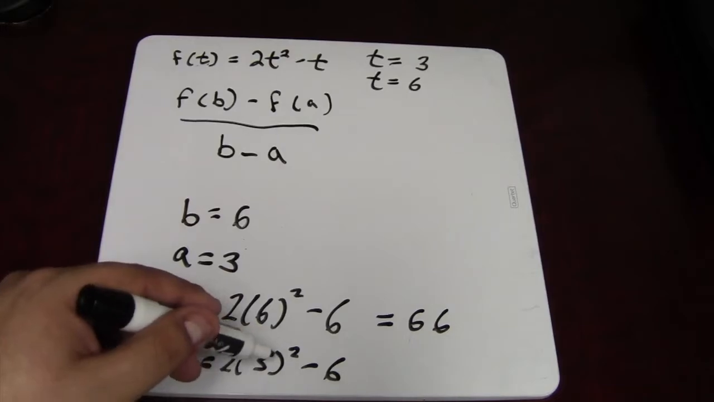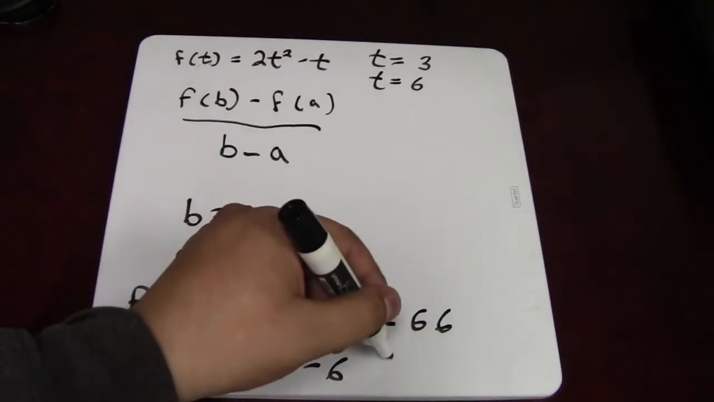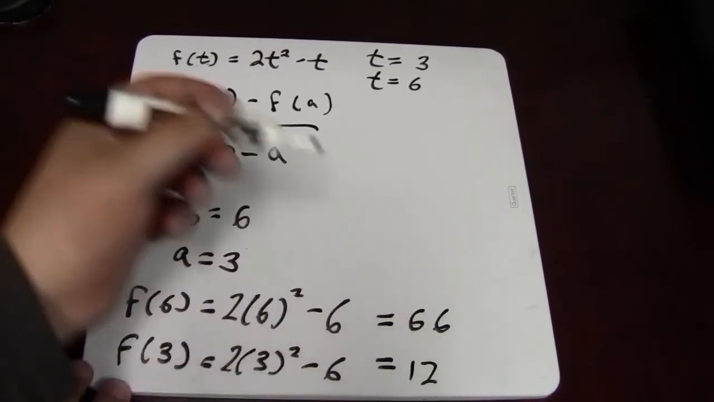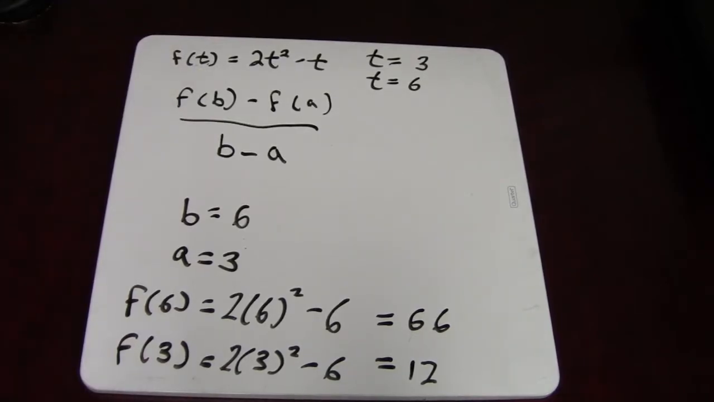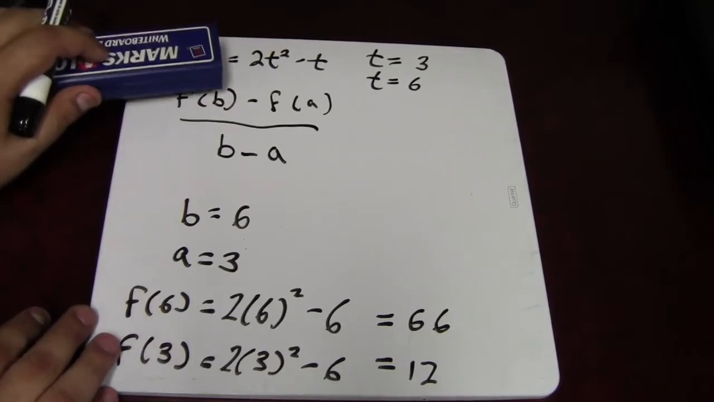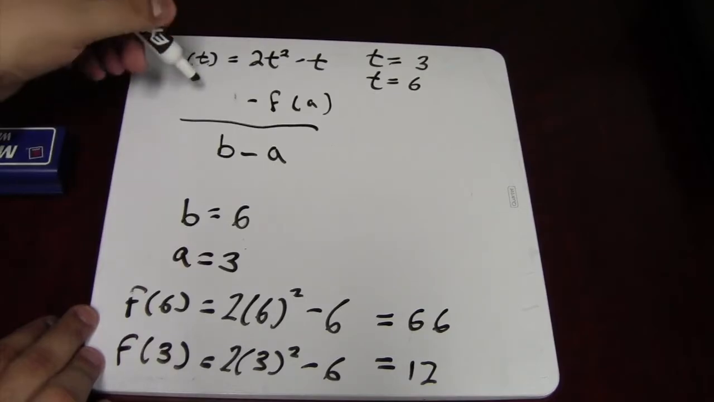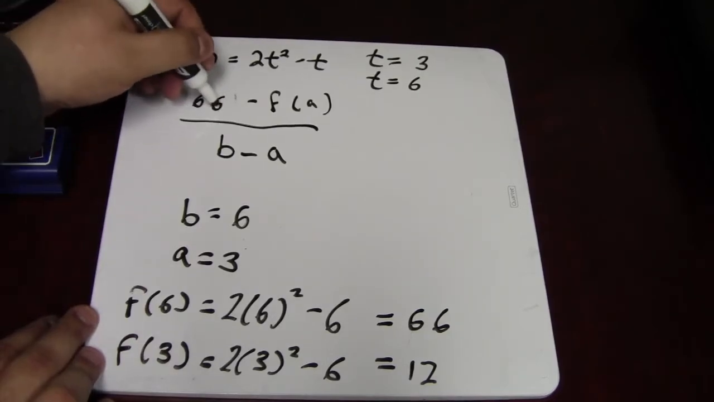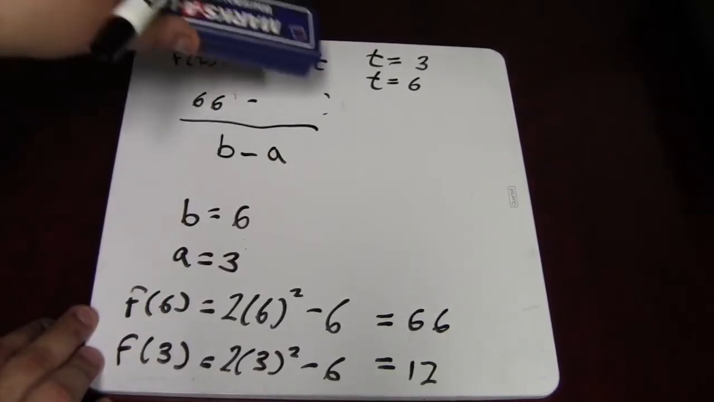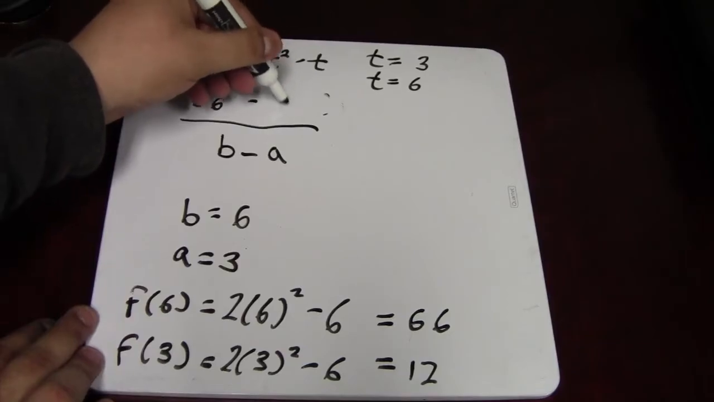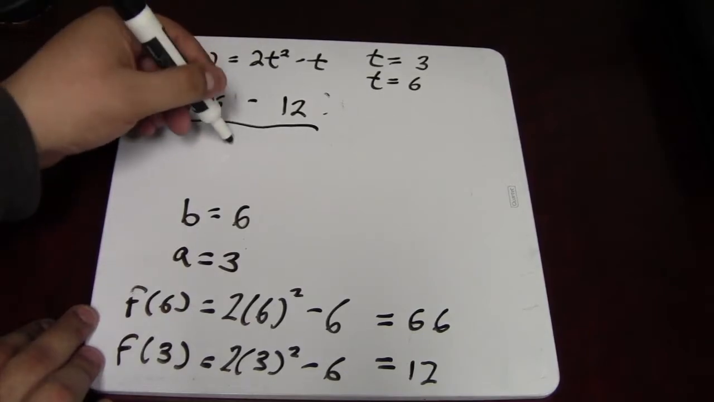And doing this math, we get that this is equal to 9 times 2 is 18. 18 minus 6, that's 12. So if we're to use this formula here, let's just plug in the values that it's supposed to equal. Well, we're saying that f of b is equal to f of 6, which is 66. So I'm going to put a 66 here instead. F of a, which is equal to 12, I'm going to put that here instead. And then we have b minus a, which is 6 minus 3.